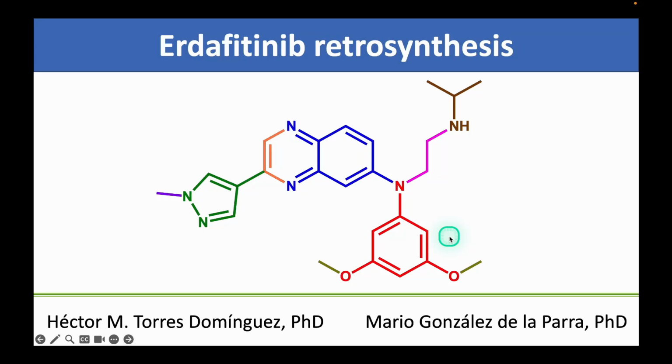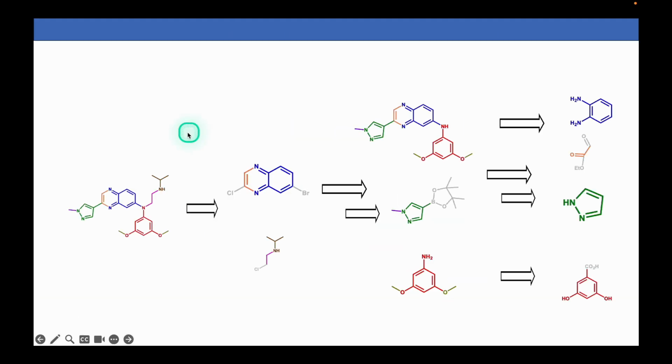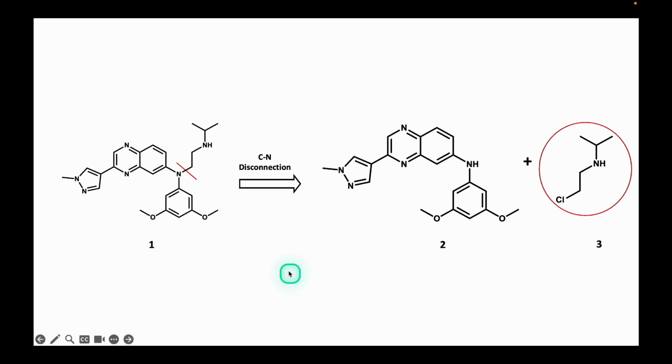Hello! In this video, we present the retrosynthesis of Erdafitinib, a drug used in the treatment of certain types of cancer. In general, we can say that this retrosynthesis leads to three key precursors that in turn come from accessible raw materials, as we will see later on. The tertiary amino group in 1 acts as a retrone and a carbon-nitrogen disconnection.